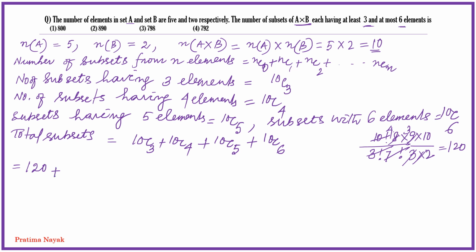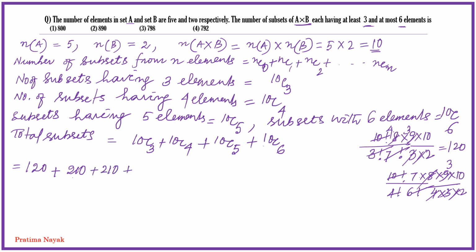Next is 10C4. 10C4 will be 10 factorial over 4 factorial into 6 factorial. So it will be 7, 8, 9, 10 over 4 factorial, which is 4 into 3 into 2. So 4 and 2 cancel with 8, and 3 cancels with 9 to give 3. So it will be 7 into 3, 21, into 10, which will be 210. And when this is 210, then 10C6 is also 210.